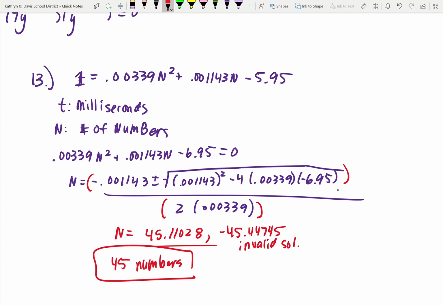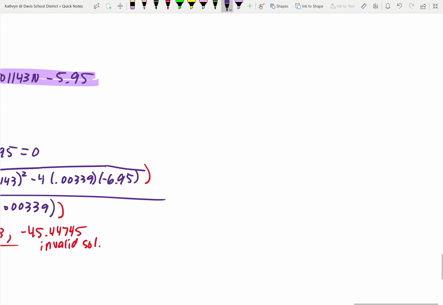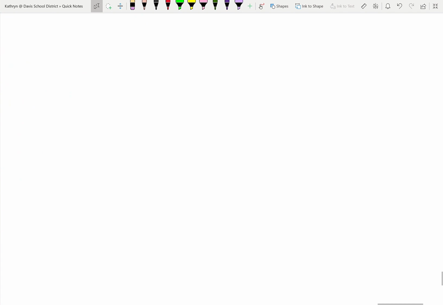The reason I had you store, I'm sure you guys all know, is because I want you to check it. So if we put that in there, and for n put in the stored value, I should get a 1. So go 0.00339, stored value, enter, x squared, plus 0.001143, stored value, enter, minus 5.95, hit enter. I just checked my answer. So, you know, please, please, please check. Okay? Okay, here's number 14.